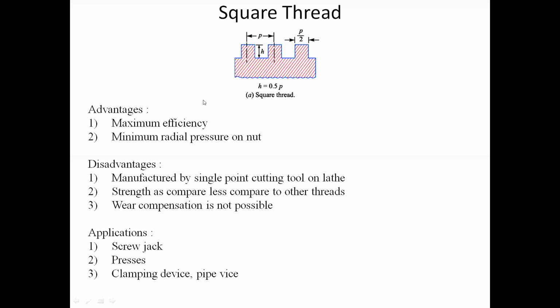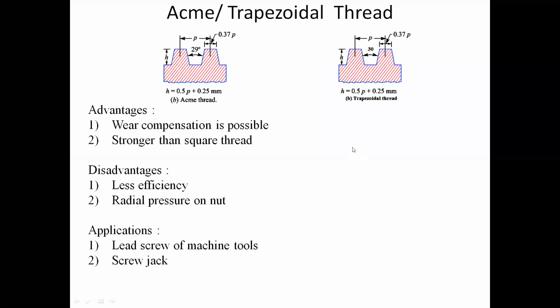Now if you go further, next is our ACME or trapezoidal thread. These two threads have very little difference. Here the including angle is 29, and in our trapezoidal thread the including angle is 30. That is the only difference. Whatever disadvantages the square thread has can be overcome by the trapezoidal thread. You can see the first advantage: wear compensation is possible.